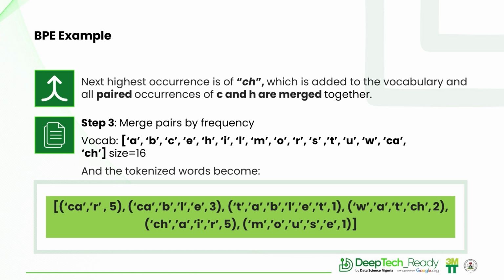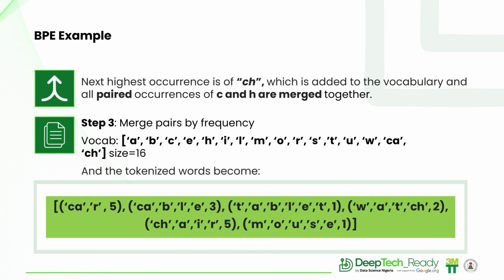We continue. And then here we have CAR. Wherever we see CA, we put it as CA, and wherever we see CH, we merge them together as one token. Okay? Do we stop? No, we don't stop because we've not reached our maximum size. So we continue to the next step.